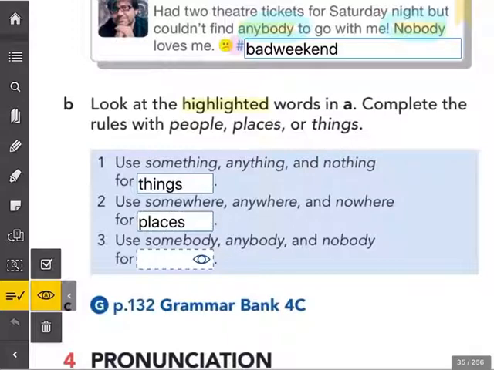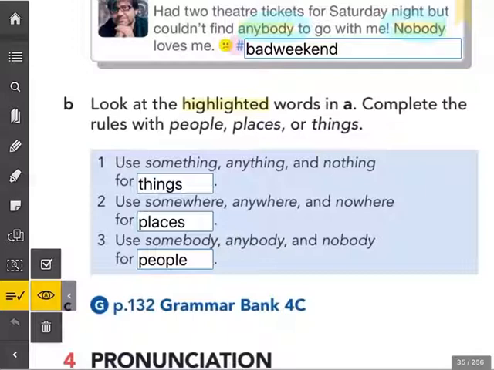Do you remember? Somewhere over the rainbow, way up high. No, do you remember that song? Beautiful song, eh? Now, number 3, use somebody, anybody, nobody for what's left? People. So, we're going to look at these words, pronouns, indefinite pronouns, in more detail.